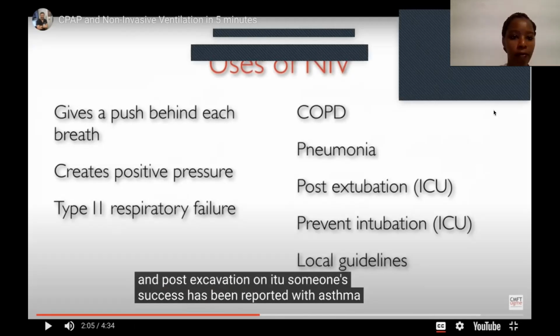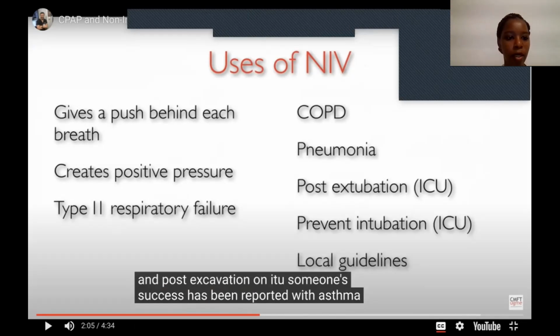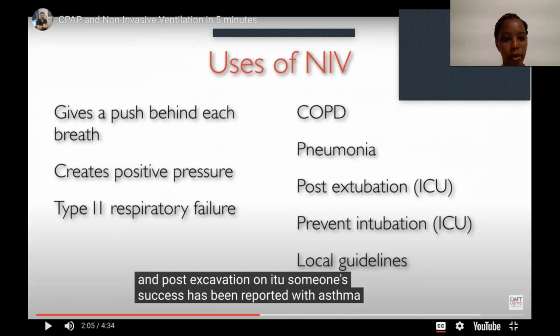So we're saying the non-invasive ventilation gives a push behind every breath. It creates positive pressure. It's used for type 2 respiratory failure, COPD, pneumonia, post-extubation in ICU. You can also prevent intubation in ICU. The difference with this, as opposed to the CPAP which just gives pressure throughout, is that you have pressure during inspiration and pressure during expiration. So this is what we are mainly using in the ICUs, especially for the COVID patients, once they fail on high flow oxygen therapy. Can continue.